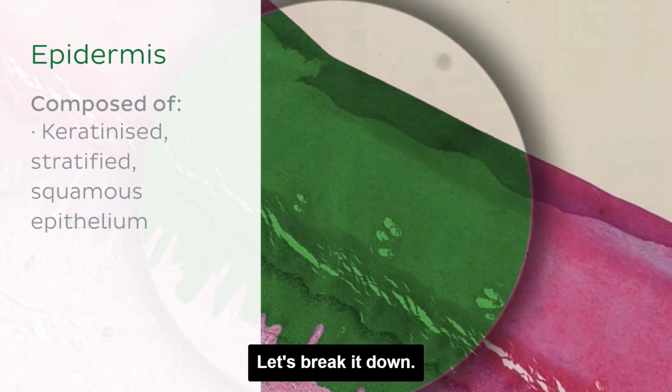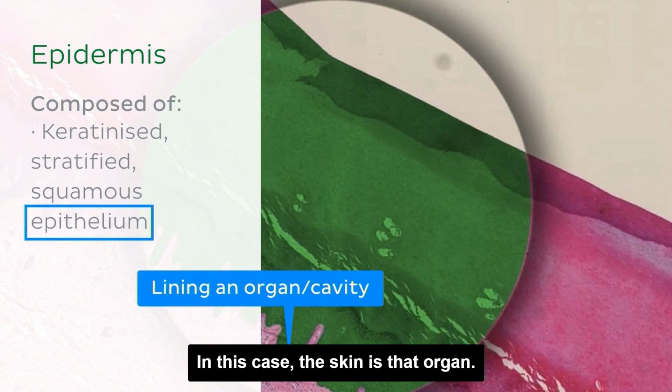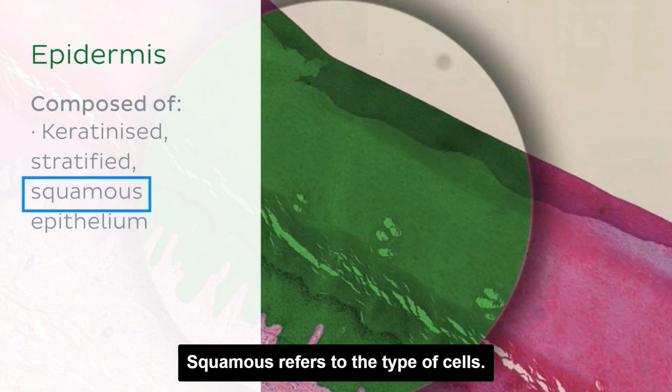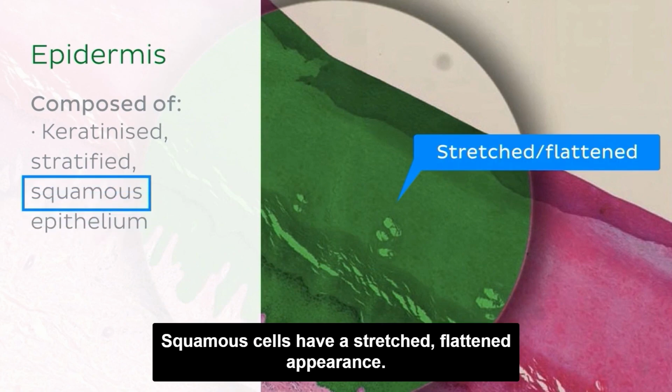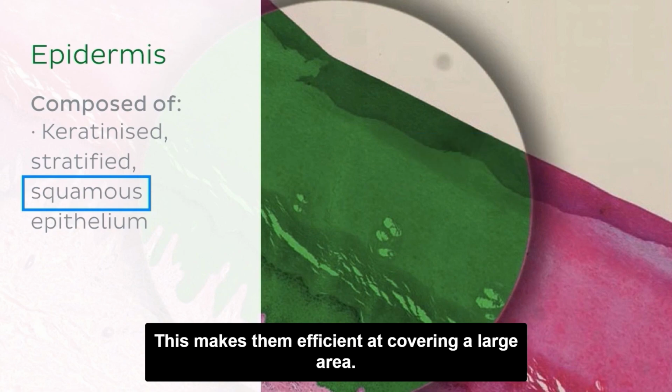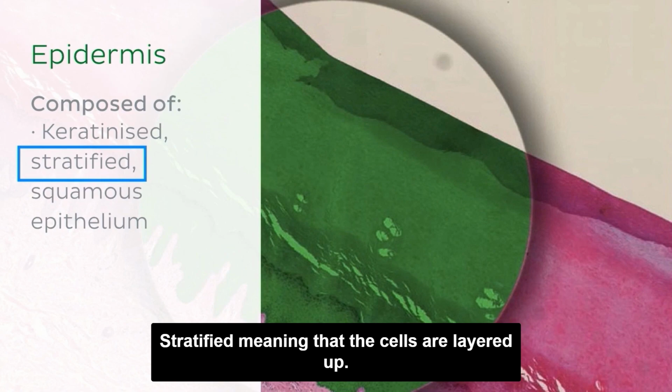Let's break it down. Epithelium means that it's lining an organ or cavity. In this case, the skin is that organ. Squamous refers to the type of cells. Squamous cells have a stretched, flattened appearance. This makes them efficient at covering a large area. Stratified describes the arrangement of these cells. Stratified meaning that the cells are layered up.